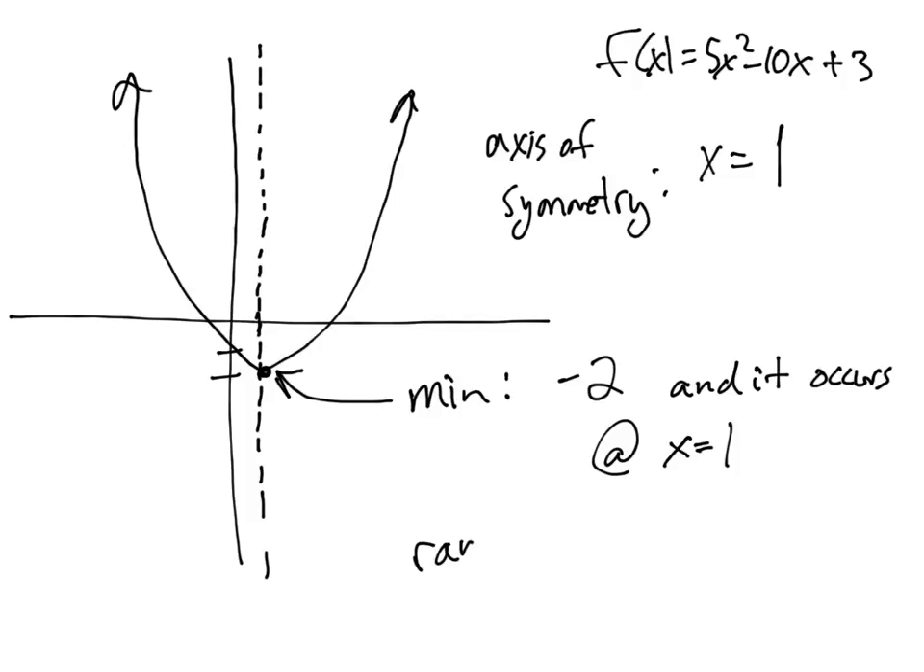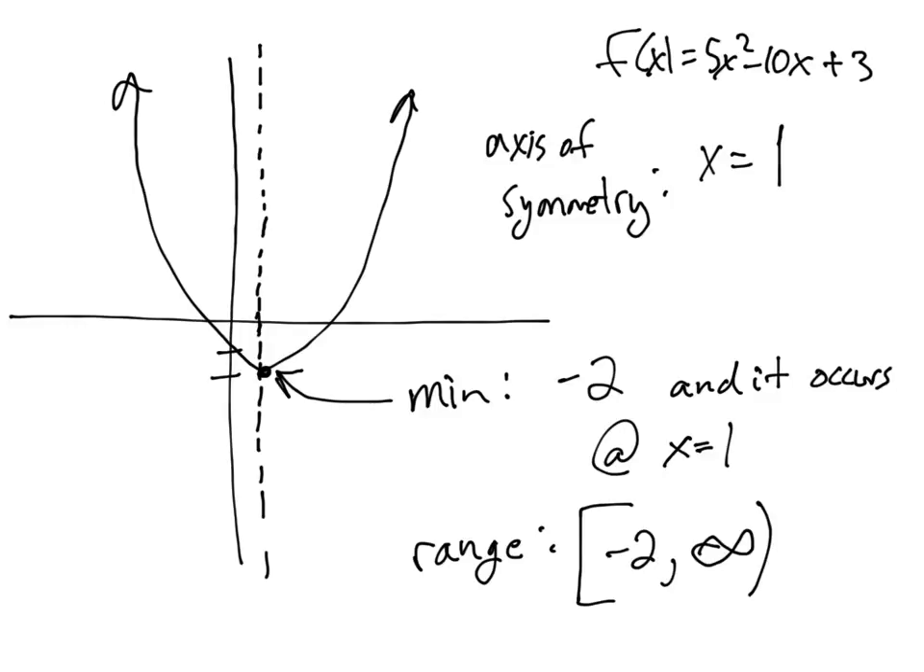The range is just whatever y values the graph hits. So the smallest y value that the graph hits is negative 2. And then the greatest y value goes all the way up to positive infinity. So we'd say negative 2 to infinity. We don't include infinity in the interval, but we do include negative 2 because the graph actually hits negative 2.